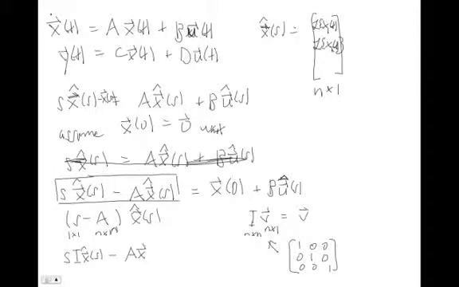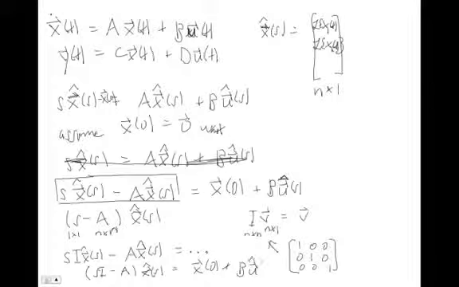And now this equals... and now this is a 3 by 3 thing. Or I shouldn't say 3 by 3, I should say n by n. So this n by n identity matrix times scalar s is just another n by n matrix. So now I really do have an n by n thing here and an n by n thing here, and I can factor that out. So I can write s i minus a, and now I have an n by n minus an n by n. I factor the x hat of s out, and that's equal to x naught plus b u.